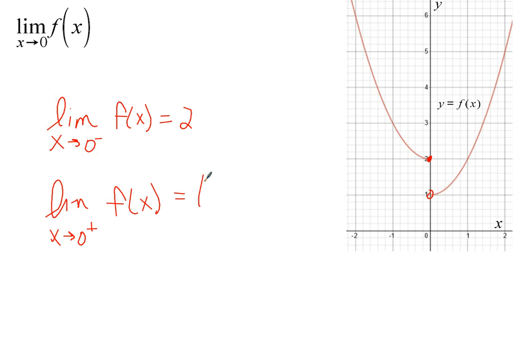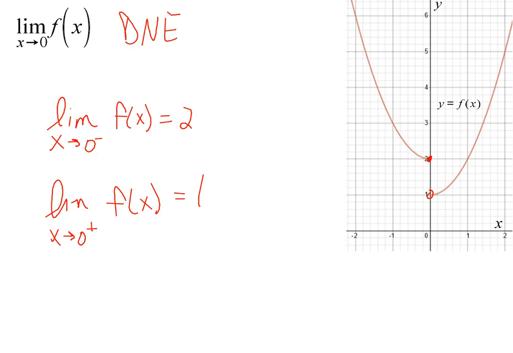In order for a two-sided limit, the limit as x approaches 0 of f of x, to exist, the limit from the left and the limit from the right have to be the same. In this case, they are not the same, and so this limit does not exist. If the limit from the left and the limit from the right are the same, then the two-sided limit is also the same.